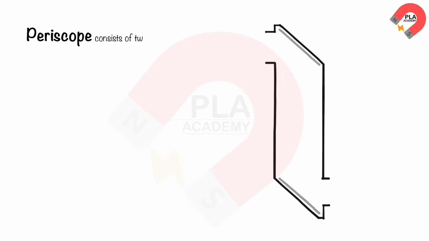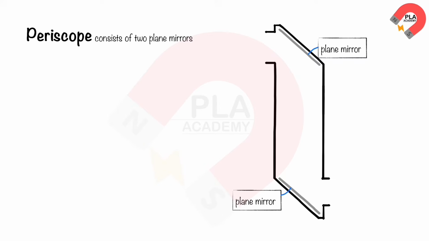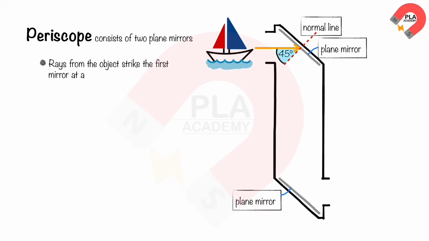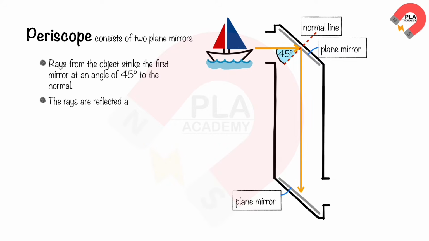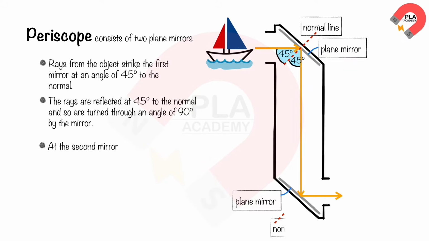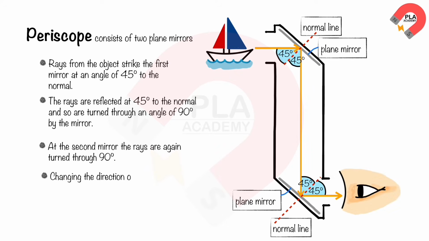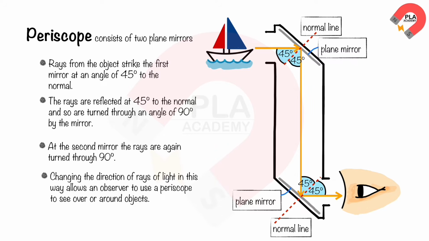Periscope consists of 2 plane mirrors. It is one example that uses 2 mirrors to change the direction of rays of light. Rays from the object strike the first mirror at an angle of 45 degrees to the normal. The rays are reflected at 45 degrees to the normal, and so are turned through an angle of 90 degrees by the mirror. At the second mirror, the rays are again turned through 90 degrees. Changing the direction of rays of light in this way allows an observer to use a periscope to see over or around objects.